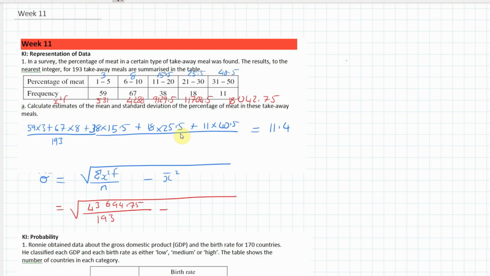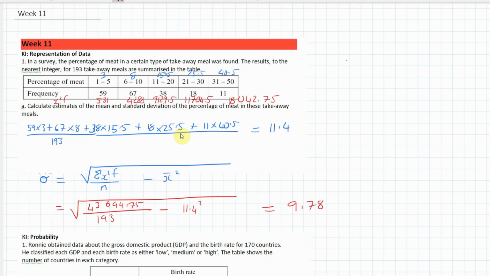Now the mean, which was 11.4, squared. Minus the mean squared. So what do we get? I'm getting 9.78 for that one.